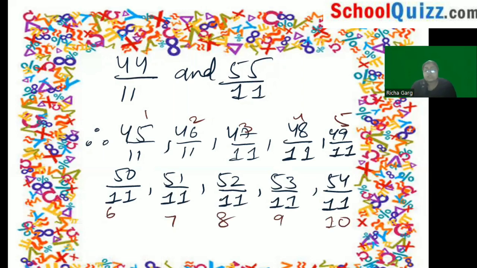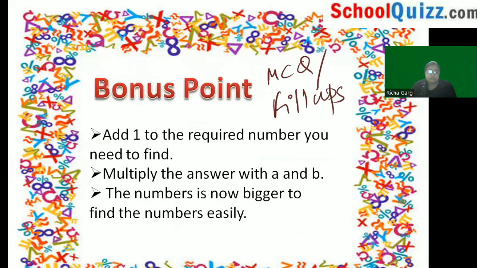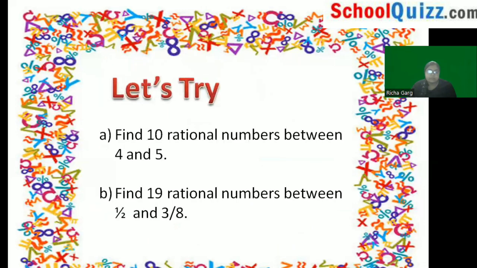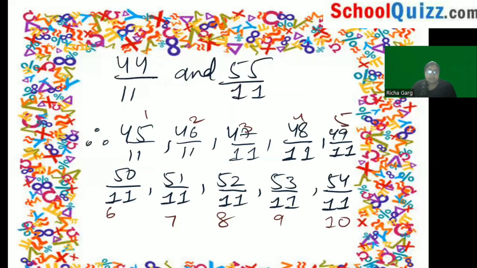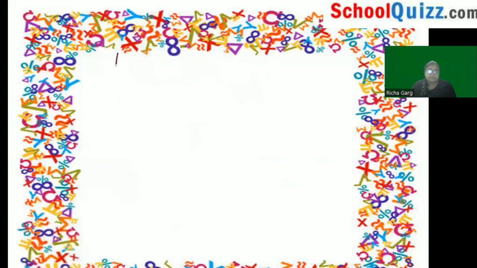So you can follow this tip if you have to give the answers in fill-ups, or if your school allows you to solve the questions like this. I might just suggest this also. So the second question also, we can solve it in an easy way. Find 19 rational numbers between half and 3 upon 8. Let's do it. So 19 rational numbers you have to find, so one more is 20.